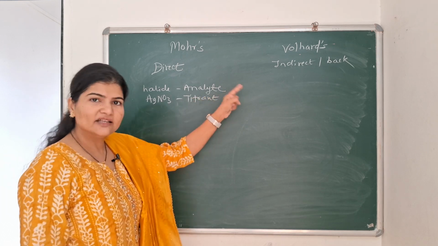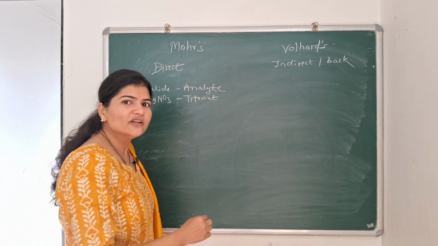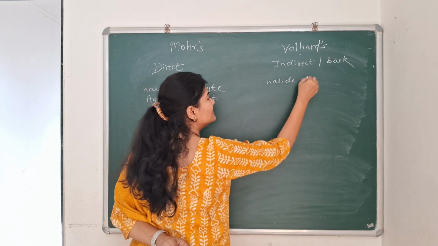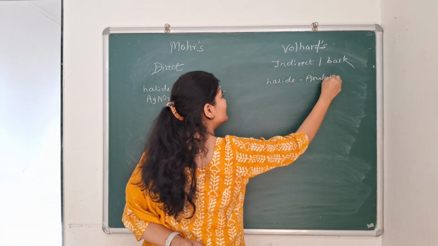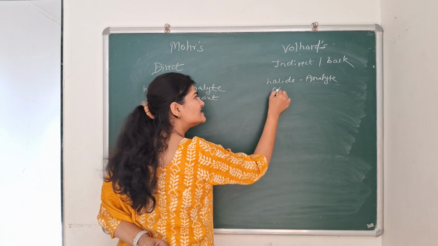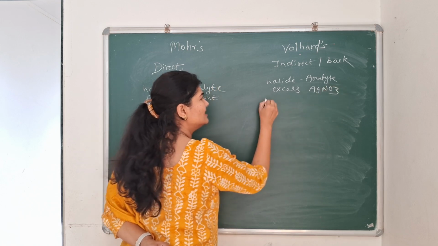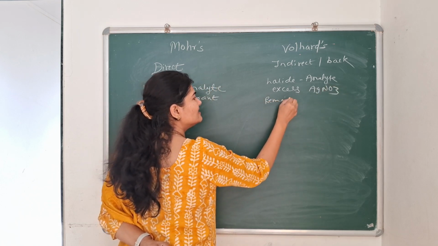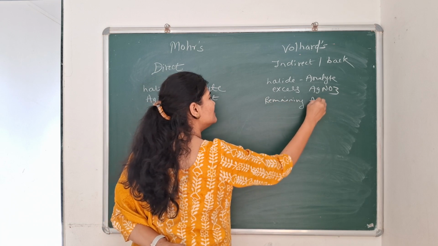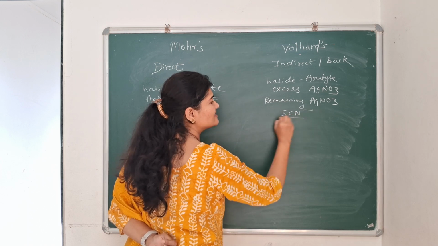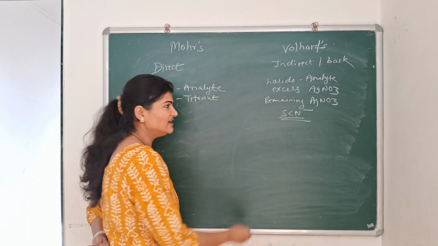Now in case of Volhard's, what we are doing is, obviously halide ions are our analyte, but silver nitrate is added in excess and then the remaining silver nitrate is titrated with thiocyanate ions. They are filled in the burette.